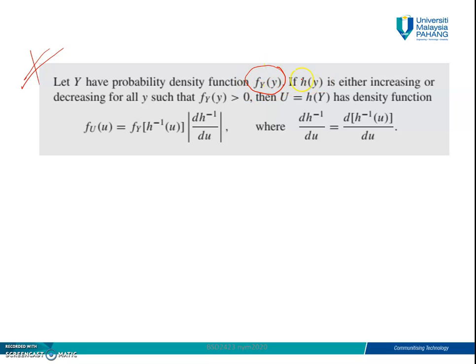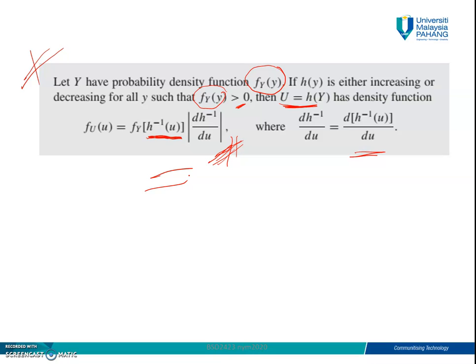Okay, so if function y is either increasing or decreasing for all such y that the density function is greater than 0, then your U equal with function y has this density function. That means you still have the inverse function of u, and then you differentiate this inverse function with respect to u. All right, then you get this one.